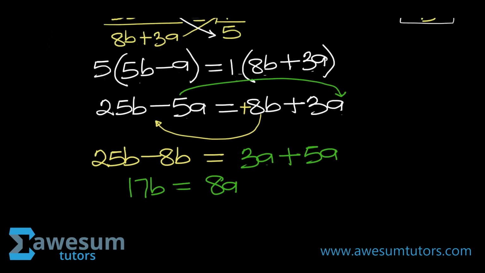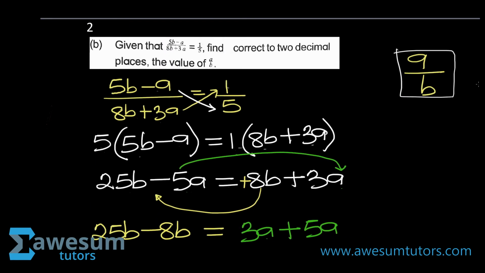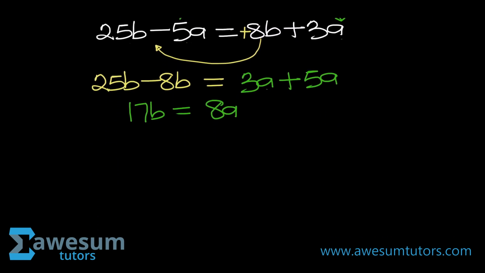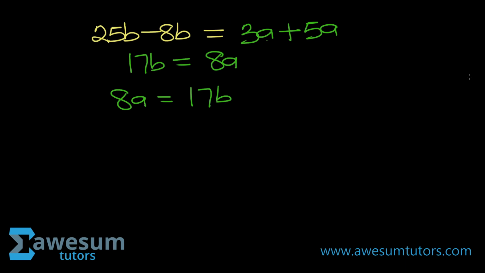We are almost there. Take note again, what you are trying to solve is a over b. Now if you take a look at this, 17b equals 8a. I can rewrite this and just say 8a equals 17b. All I did was rewrite, nothing fancy. What we are trying to get is a over b. I want a to be on top and b to be at the bottom.